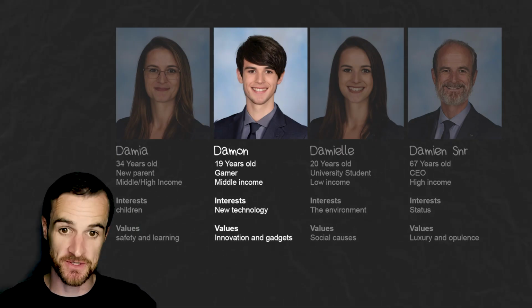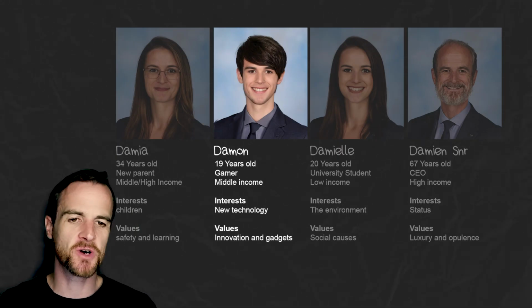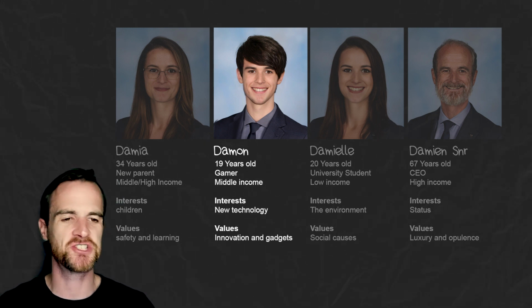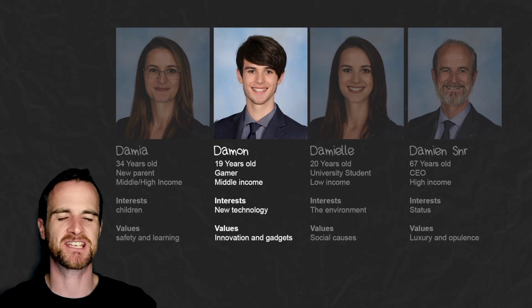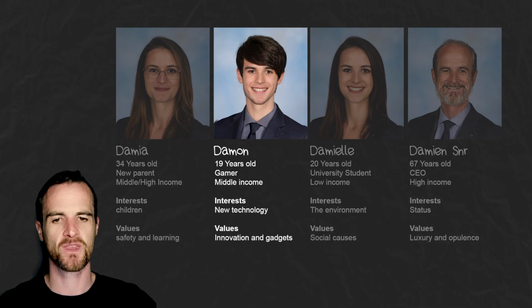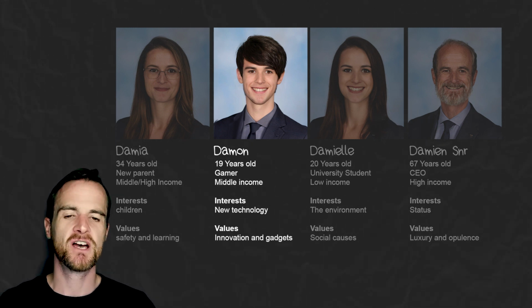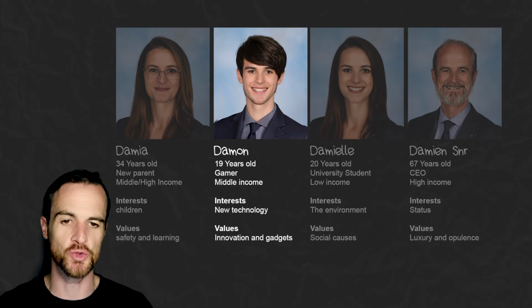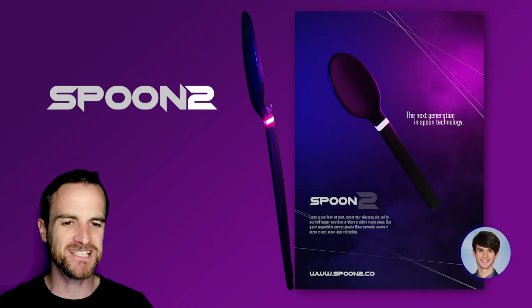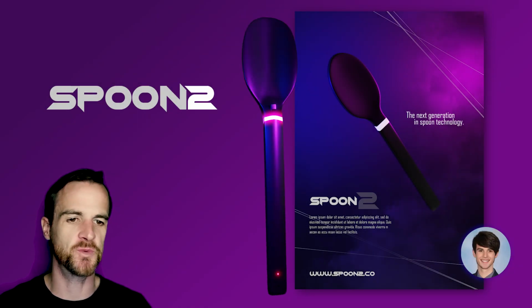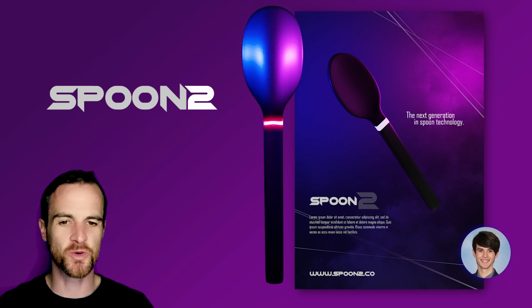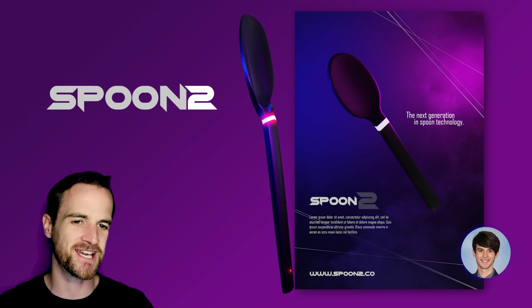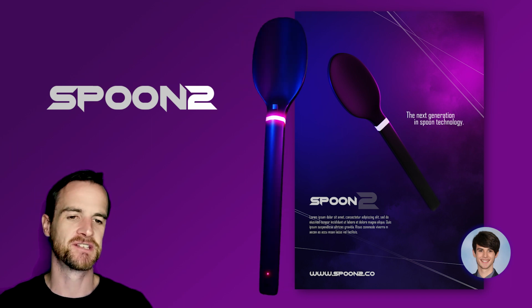Now we have Damon. Damon is a 19-year-old gamer interested in new technology and gadgets. Damon values innovation and is quick to jump on board with the latest technology and functionality. In response to this, I have designed Spoon 2. This has an LED strip to light up the food when he is gaming. The spoon is Bluetooth compatible and records the number of spoonfuls that the user takes each day and records it in an app.